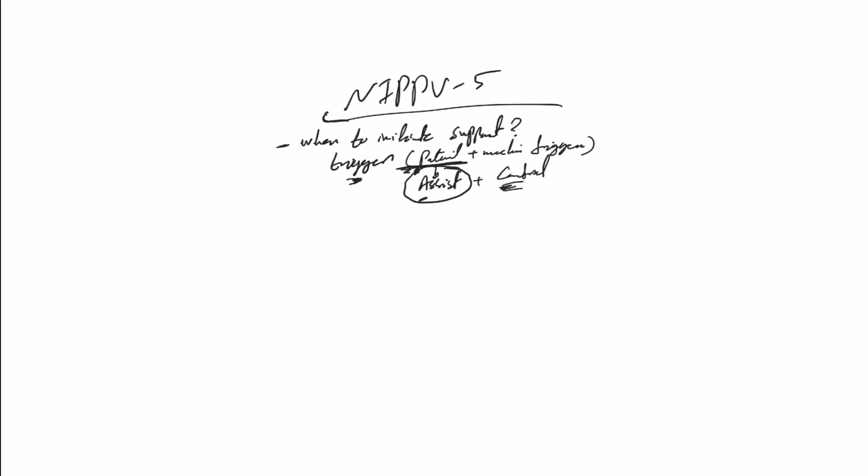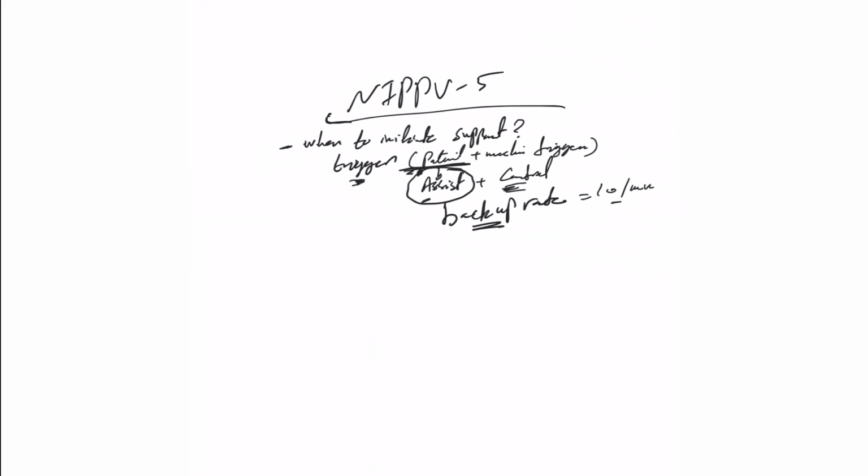And how do you know if they provide a controlled breath? They will ask you for a backup rate, which means a respiratory rate that the machine will guarantee to the patient regardless. Which means if I say 10 per minute for this backup rate, okay, so the machine will say, okay, 60 over 10, that means every 6 seconds we should have a breath. So this is what the machine does.